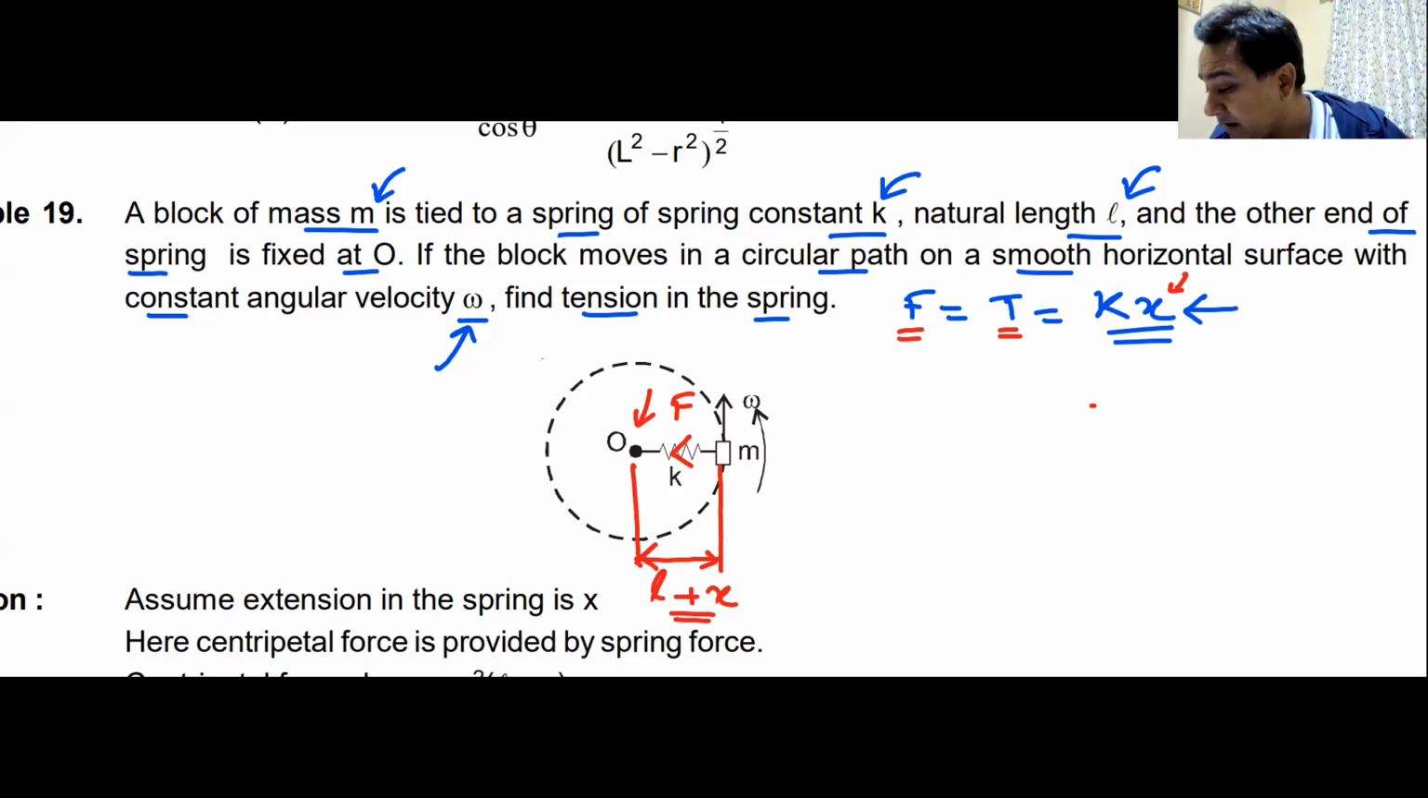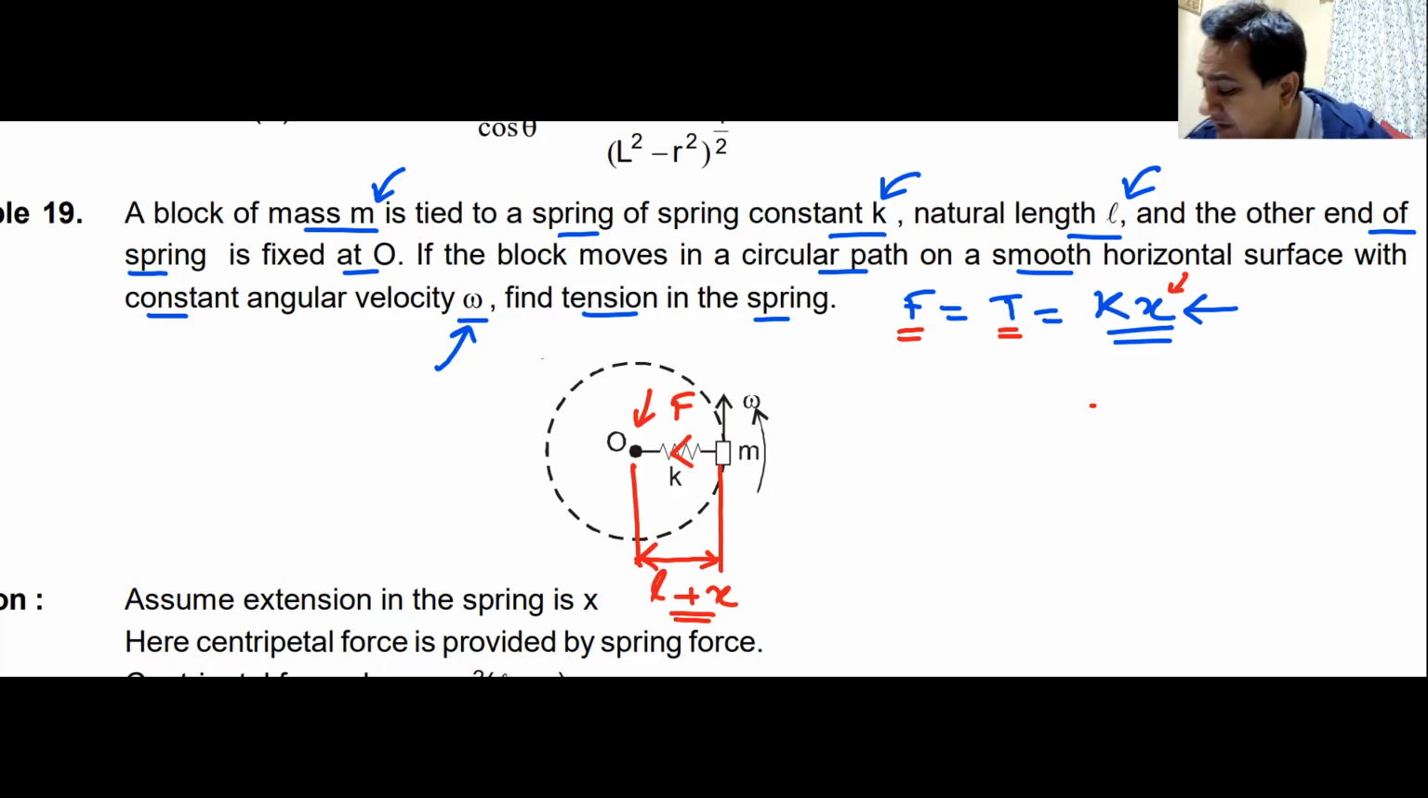I'll go step by step. I have drawn the free body diagram. I've just drawn the force in the spring. There are two more forces that I need to draw. But in this diagram, where the circle is drawn vertically, I cannot draw the weight, and I cannot draw the normal reaction.